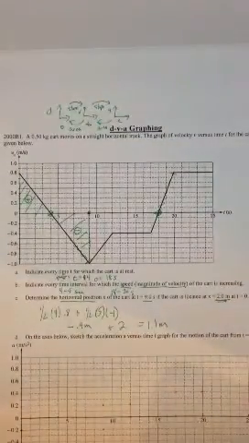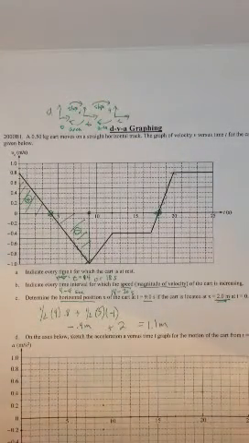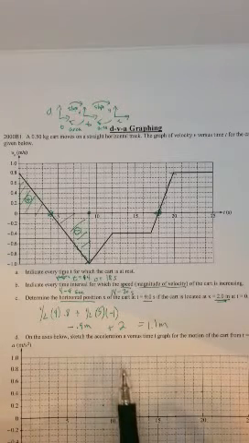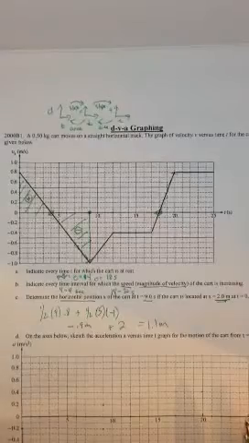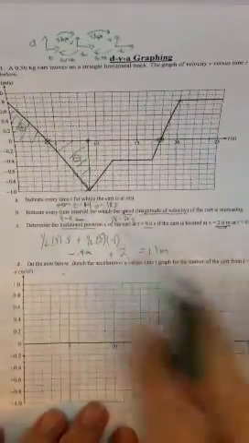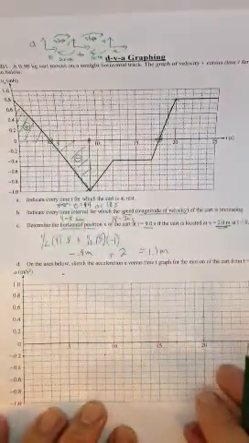Just a quick math aside. Okay. Then I move on to part D: on the axis below, sketch the acceleration versus time. Now, acceleration versus time would be the slope of my line. So I have to go and find the slope for all the different sections.